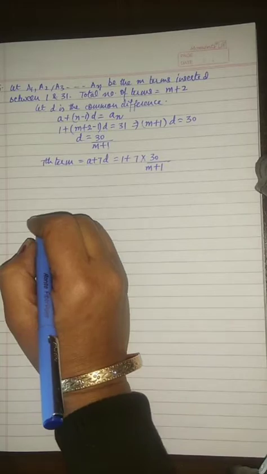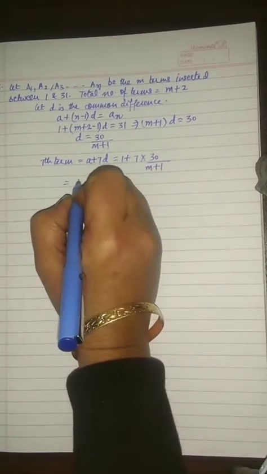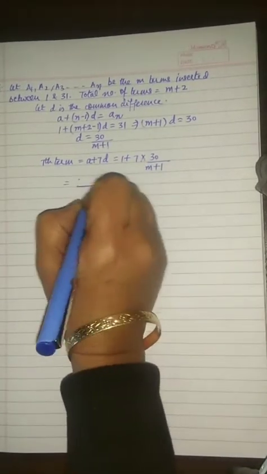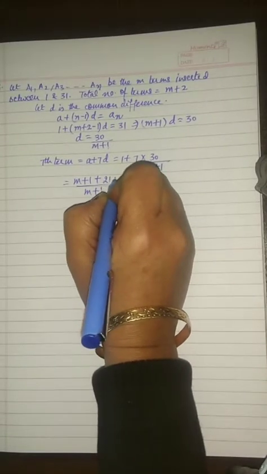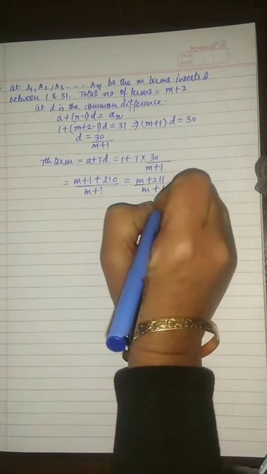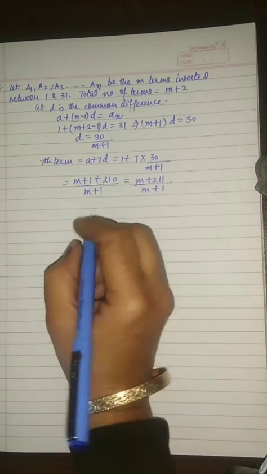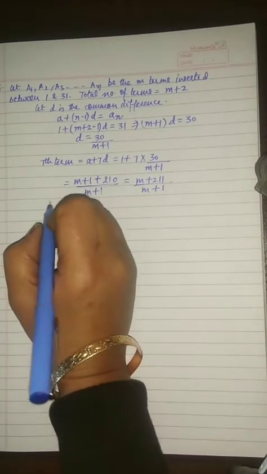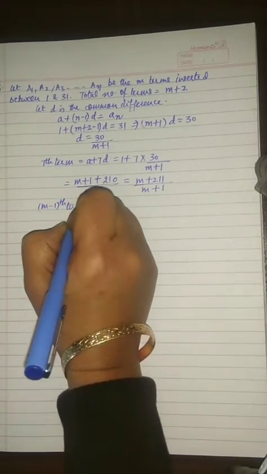Now next we have to solve it. It will become 1 plus 7 into 30 upon m plus 1, taking the LCM, it will become (m plus 1 plus 210) upon m plus 1. It will become (m plus 211) upon m plus 1. Now this is the 7th term. Next we have to find the (m minus 1)th term, and then we have to find the ratio of both these terms.